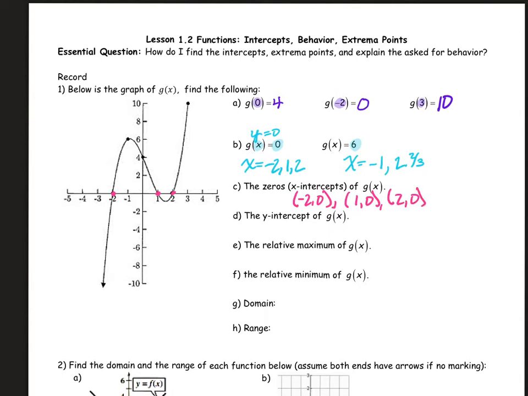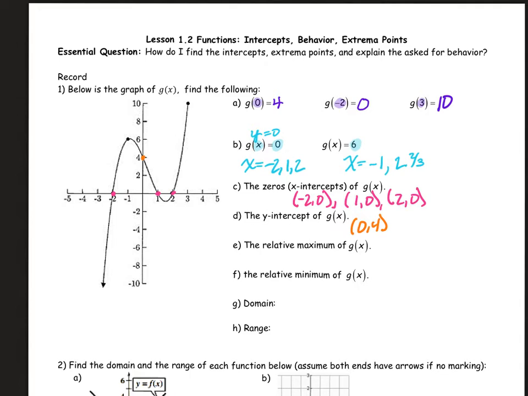Okay? And then part D says, what's my y-intercept? The y-intercept is where it intersects the y-axis. And again, it is a point, and that point is 0, 4. There should only ever be one y-intercept if it's a function.